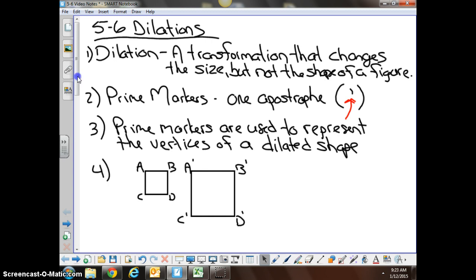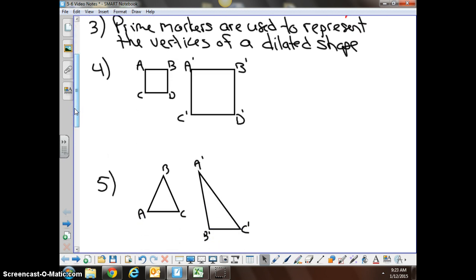And an example for you would be number 4. We have a square called ABCD. So we call that square ABCD. And we also have another square called A prime, B prime, C prime, D prime. As you can see, square ABCD is smaller than square A prime, B prime, C prime, D prime. The prime markers simply mean that it is the new shape form, the bigger shape in this case, or sometimes it can be a smaller shape.